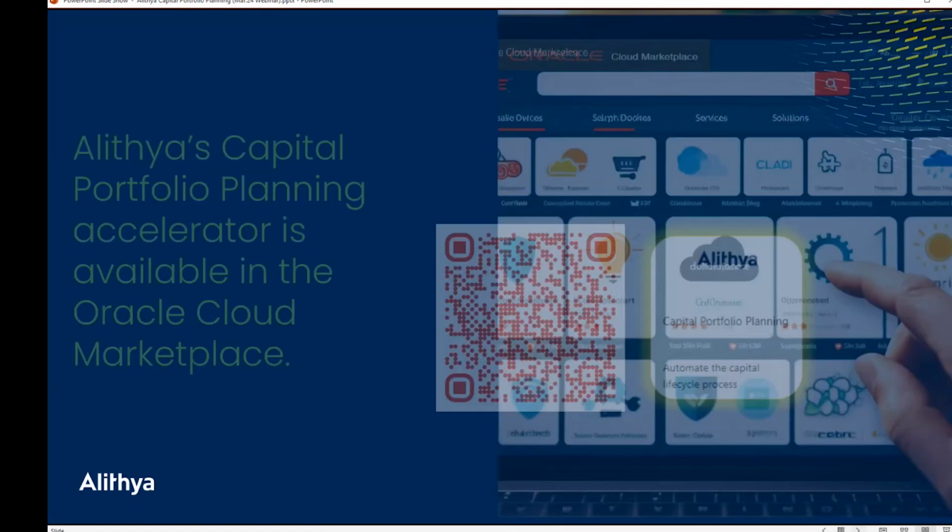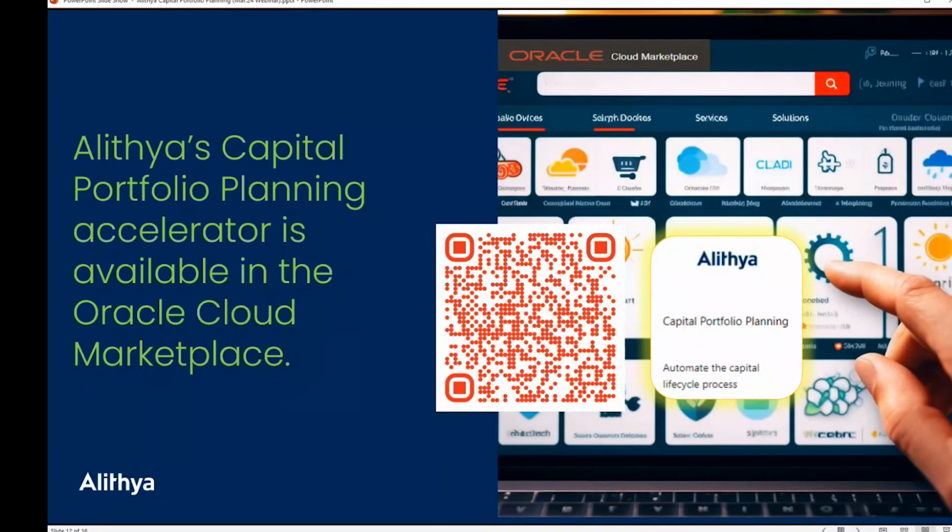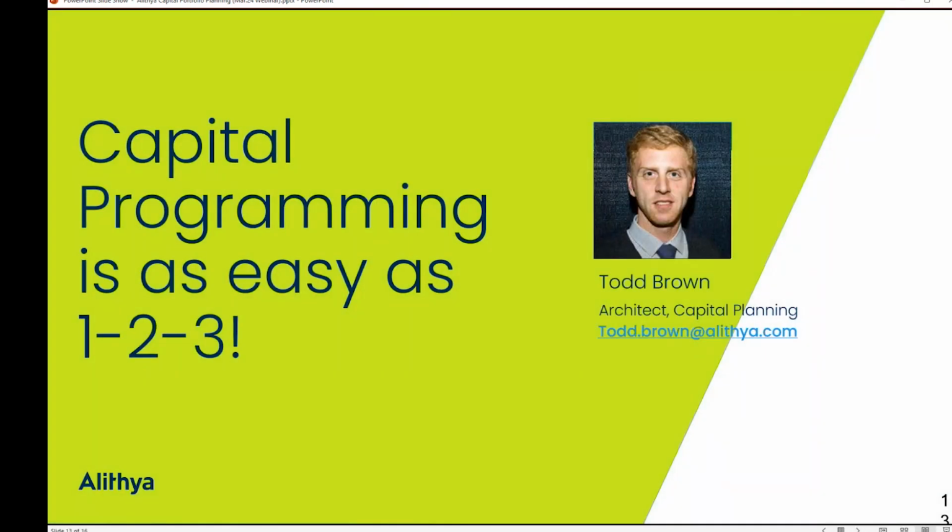The accelerator, which Todd's going to show you in a second, is available in the Oracle Cloud Marketplace. So you can either Google for it or scan this QR code, and it will bring you to the listing within the Oracle Cloud Marketplace. With that, Todd, can you show us how we can make capital programming as easy as 1, 2, 3?